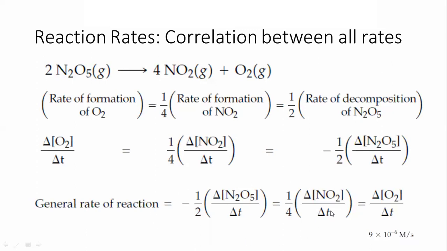So look at this, what would be the rate of formation of NO2 or the rate of decomposition of this one? Now I am going to ask any one of you: if the rate of formation of oxygen is 9 × 10^-6, which we calculated in the previous lecture, what do you suggest? What would be the rate of formation of NO2?